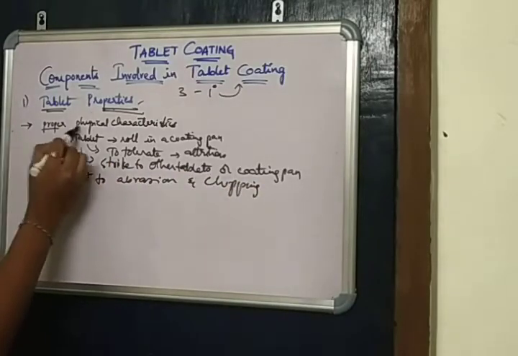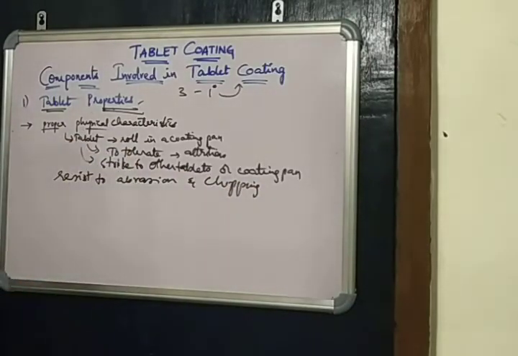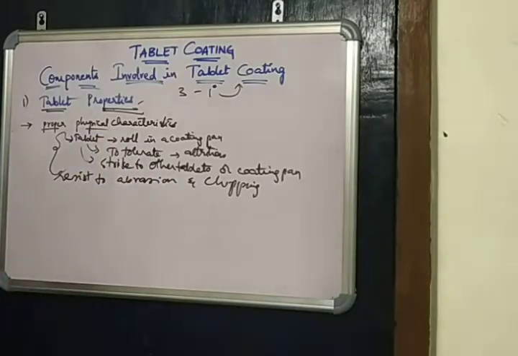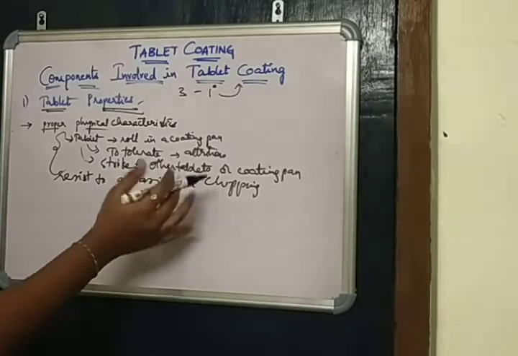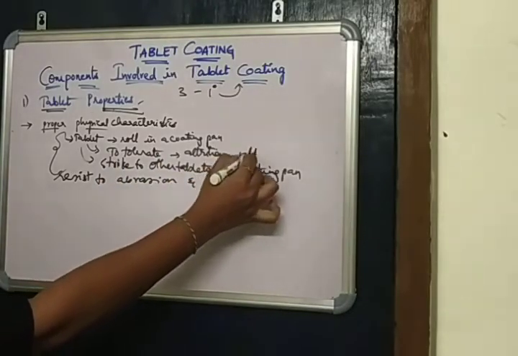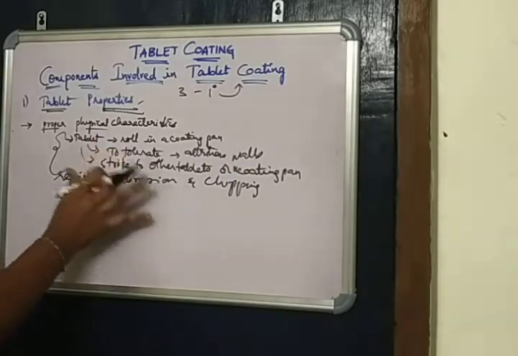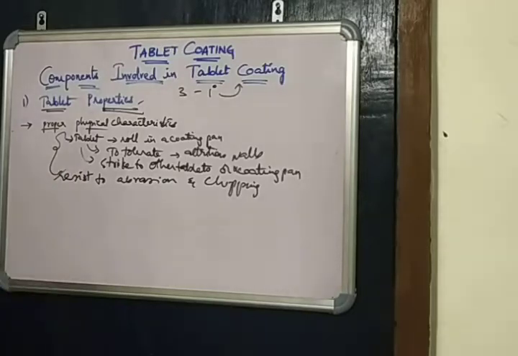So the first property is that the tablets must have proper physical characteristics. During the coating process, the tablets roll in the coating pan or the air suspension coater, and one tablet will strike other tablets or the walls of the coating pan, so tablets must resist abrasion and chipping.